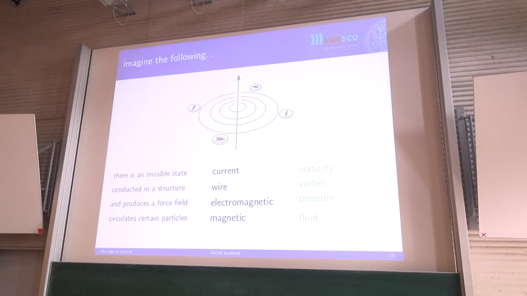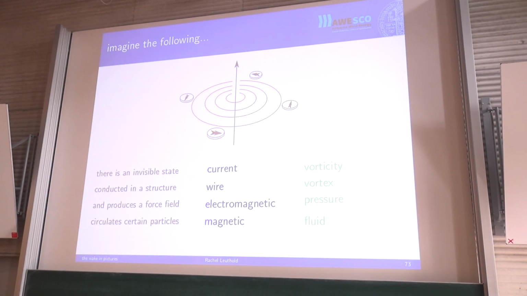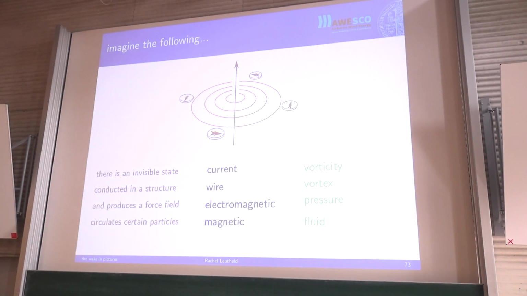So what we're going to do is introduce a state variable that we call the vorticity. And this state variable is conducted along structures that we call vortices, or vortex in singular. And it has the nice property that it produces a force field, the pressure field, which acts to circulate certain particles. Yes, you will see it on a table as well if the table is very light or the pressure field is very strong, but it's mostly relevant to fluid particles.